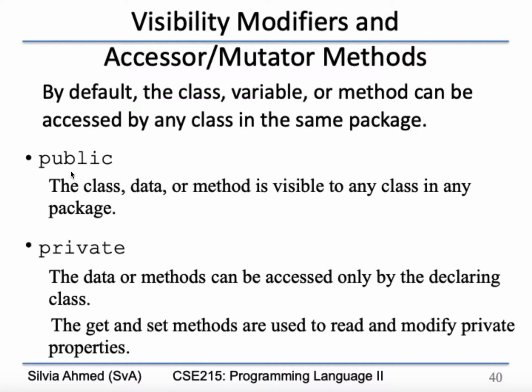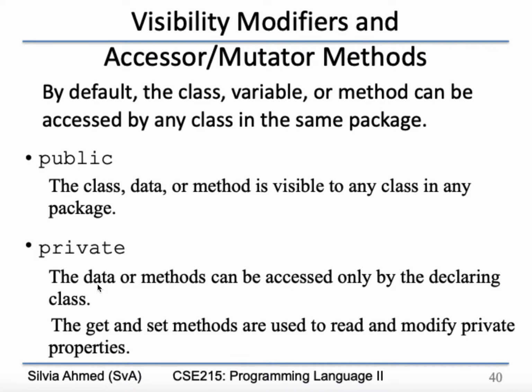When we assign this public modifier in front of a class or data or method, that data, class or method is then visible to any class in any package. But when we use the private modifier, it is in front of data or methods, not a class. Please note, we cannot declare a class as private. We can only declare a data or method as private.